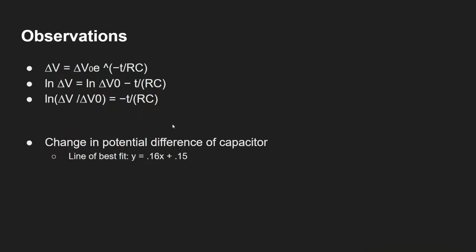Now we can use the equations above to calculate the change in potential difference of a capacitor, and we can actually take the line of best fit from graphing all the data points. So we get y equals 0.16x, and then obviously plus our error value of 0.15.